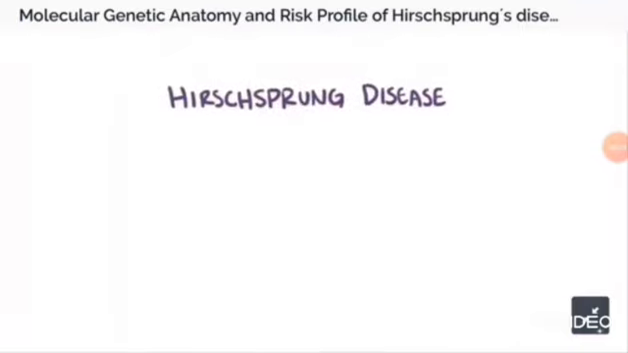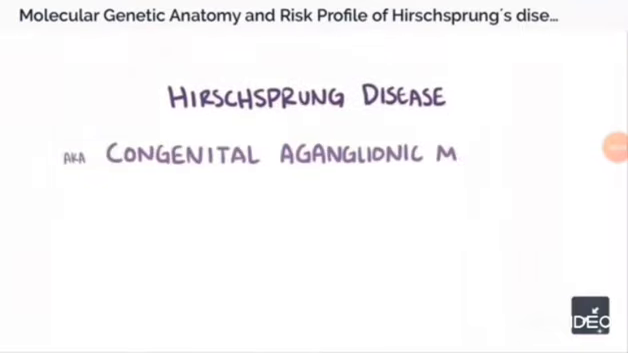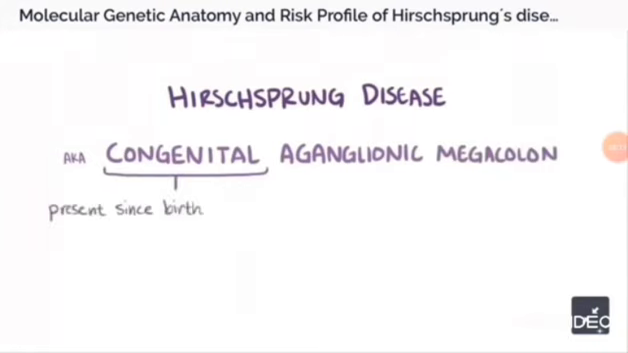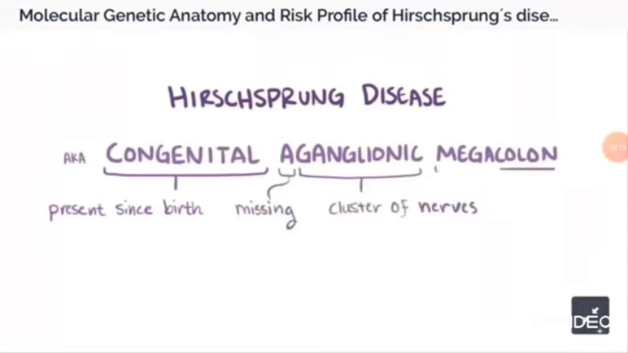Hirschsprung disease is also known as congenital aganglionic megacolon. So Hirschsprung's is a disease that's present since birth, in which a ganglion, or a cluster of nerves, is missing, which ultimately leads to a blocked colon, causing it to enlarge.